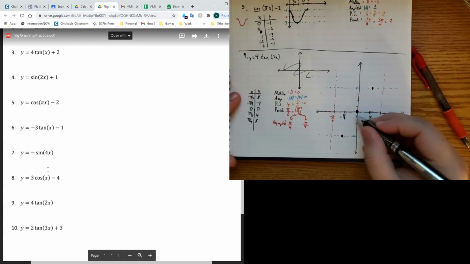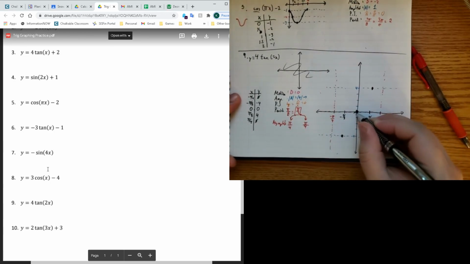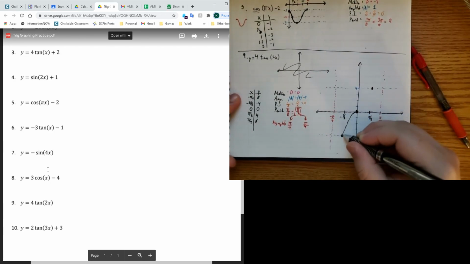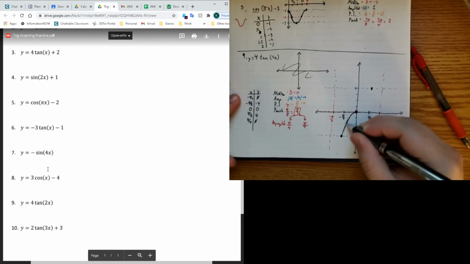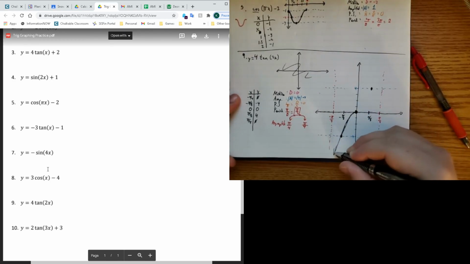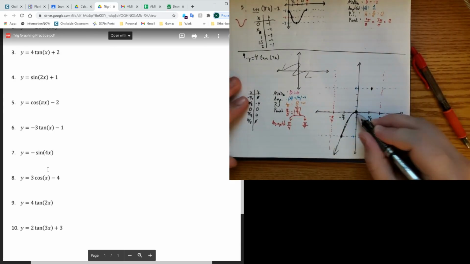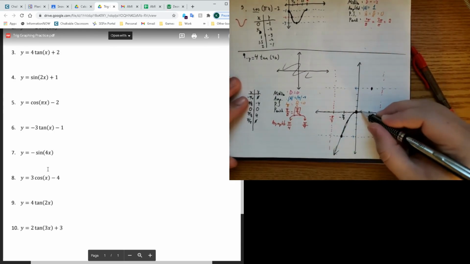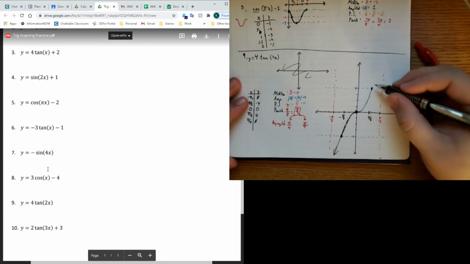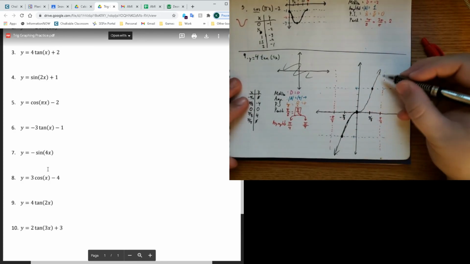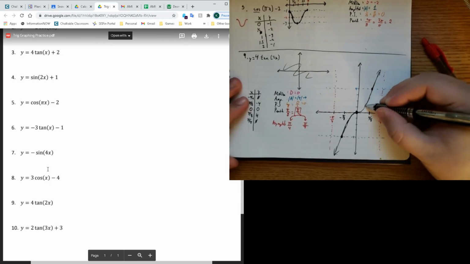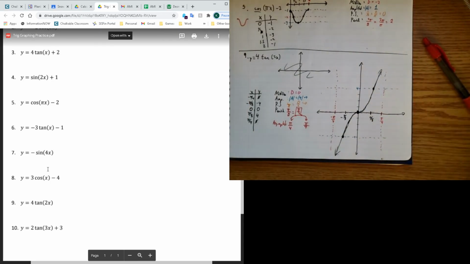Now I graph. So again, tangent starts out kind of level, then it falls through the point, and then it keeps falling towards the asymptote. Beautiful. And then it starts level, rises up through the dot, and then continues up to the asymptote. Looks pretty darn good.